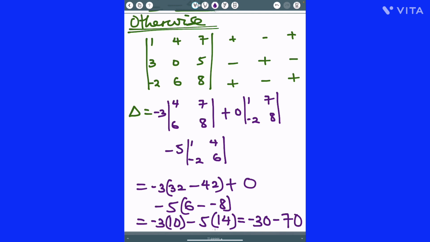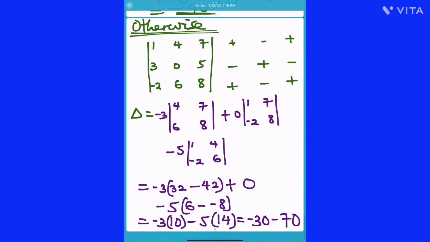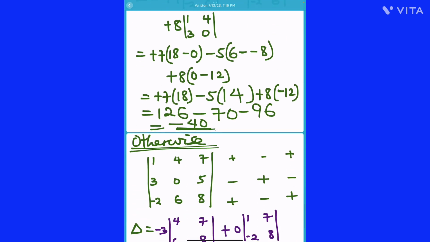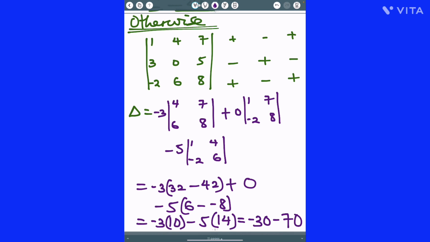I hope I'm not making a mistake here. I'm supposed to get minus 40. Let me check my question first. Minus 2, 6, 8, 3, 0, 5, 1, 4, 7. Minus 3, 4, 7, 6, 8. This part is correct. Then plus 0, 1, 4, minus 2, 6. Can you see how prone this is to mistake? When I chose plus 0, I'm supposed to have 1, 7, minus 2, 8. That's also correct. Let me check the last part. 5, that's minus 5. After choosing minus 5, I'm supposed to have 1, 4, minus 2, 6 left.